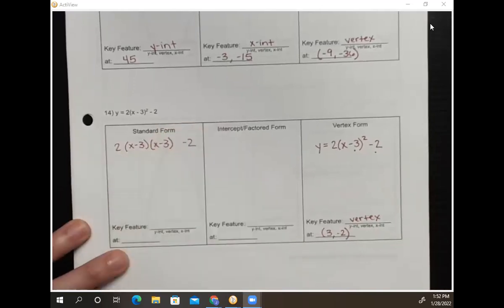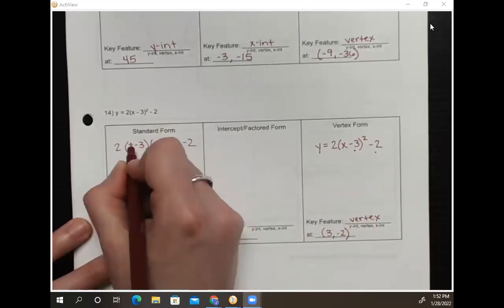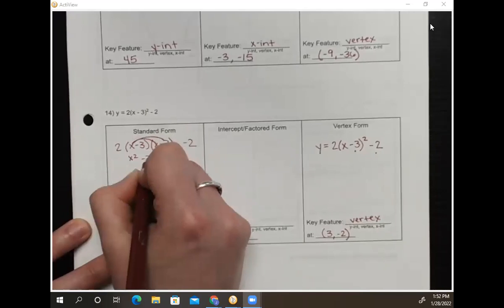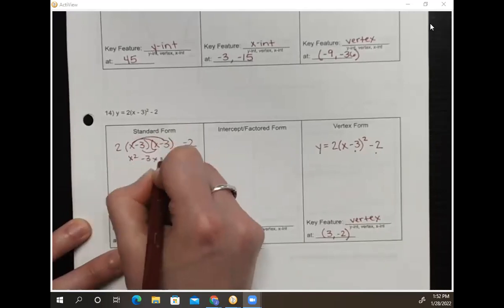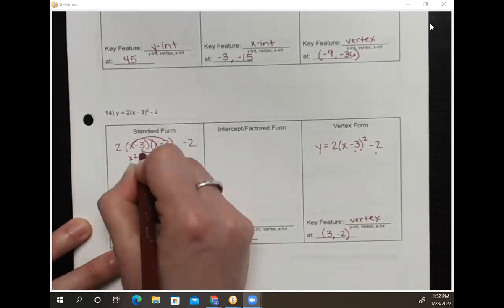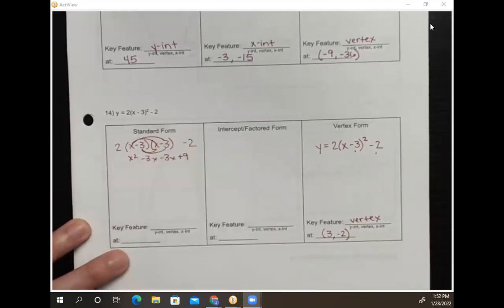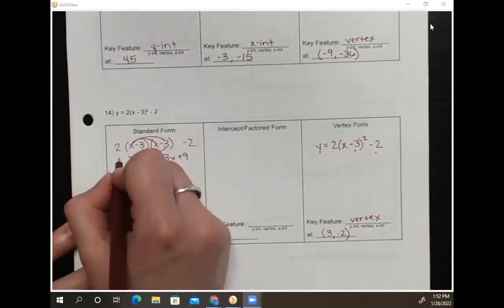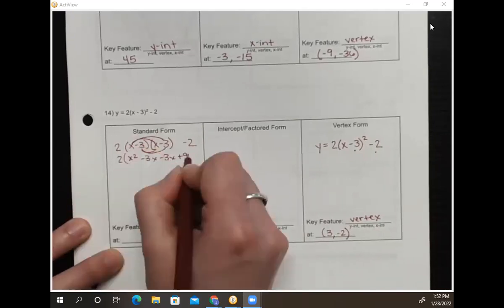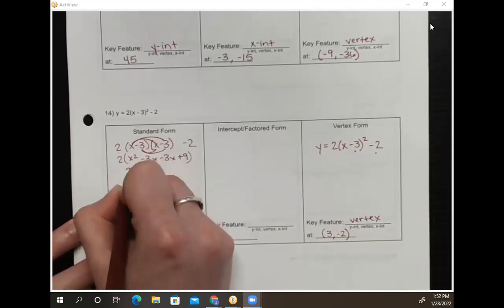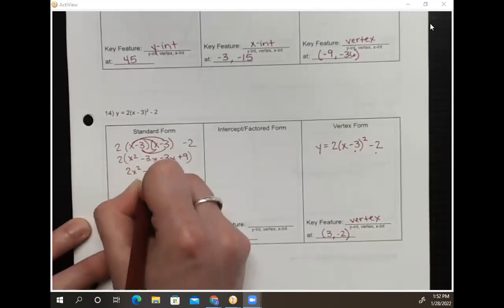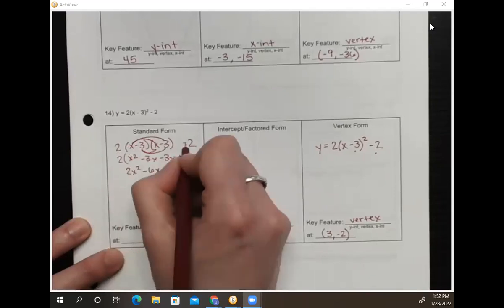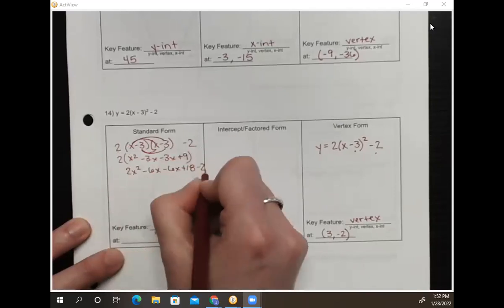And then the first thing I'm going to do is distribute these. So this would be x squared minus 3x minus 3x plus 9. Be careful with your signs. And now I have to follow order of operations, 2 times all these things. So I'm going to take 2 times all this stuff. I would get 2x squared minus 6x minus 6x plus 18. And then don't forget our minus 2 at the end here.